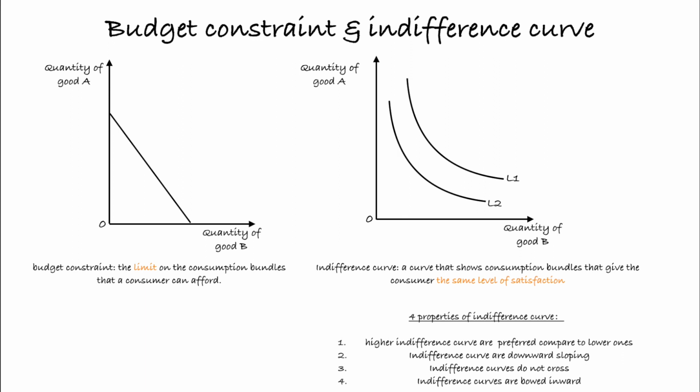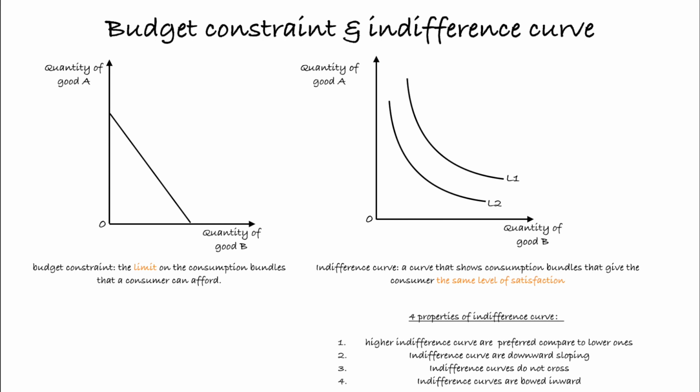The theory of consumer choice. A budget constraint refers to the limit on the consumption bundles that the consumer can afford, like a certain number of good A or good B, set on the x and y-axis arbitrarily. An indifference curve represents consumption bundles that give the consumer the same level of satisfaction at any point on the curve. Any point on an indifference curve will make the consumer equally happy, but indifference curves with higher utility will make the consumer happier as they can get more of good A and B.